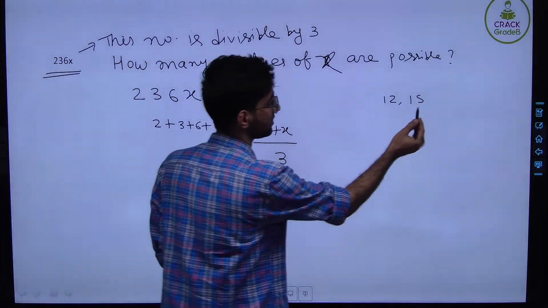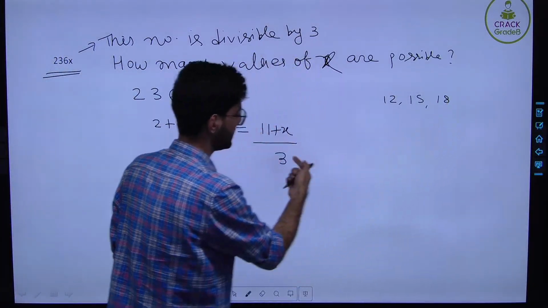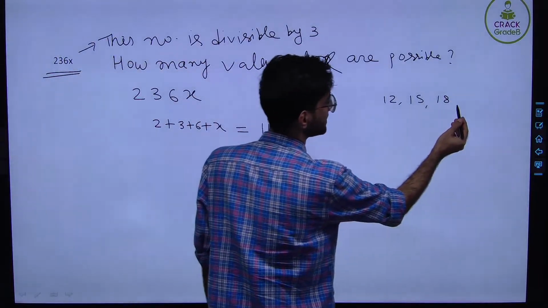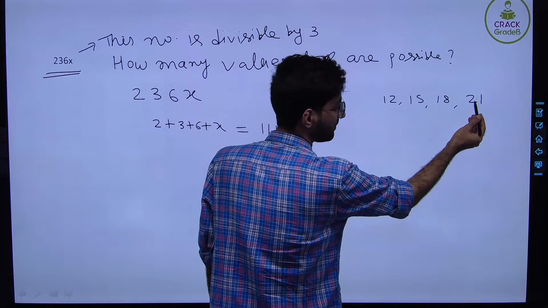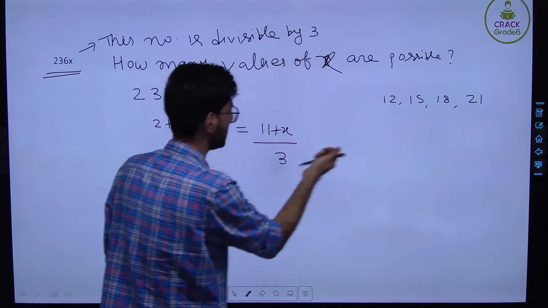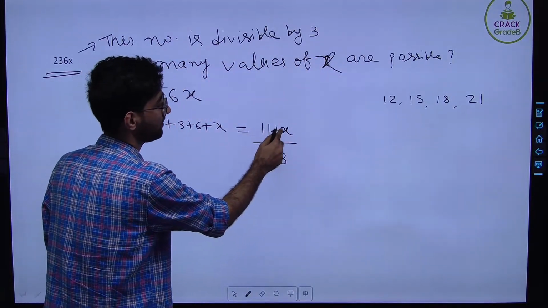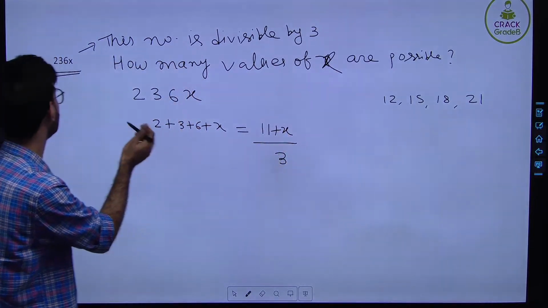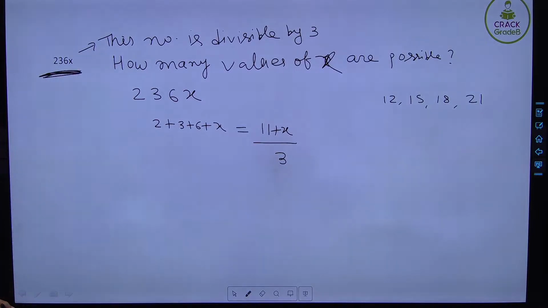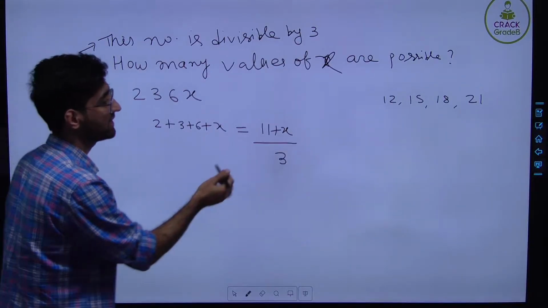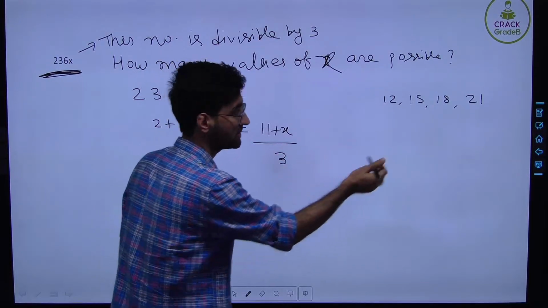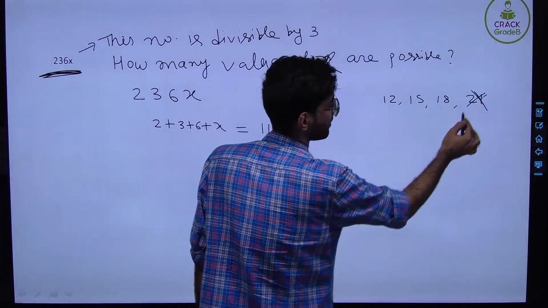If this value is equal to 18, then 18 is divisible by 3, right? If this value is equal to 21, but can we put 21? No, you can't put 21. The reason is simple: 11 plus 10, and can you put 10 for x? No. It has been very clearly mentioned that it is a 4-digit number, so obviously you can't put the value of x as 10, which means you can't think about 21.